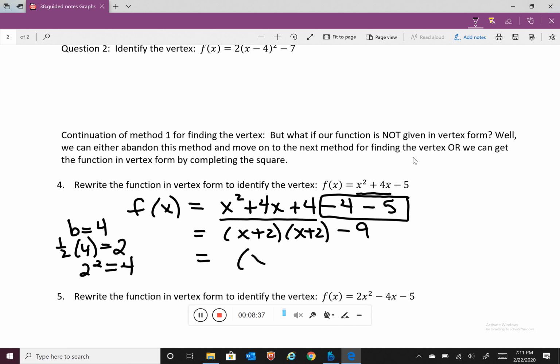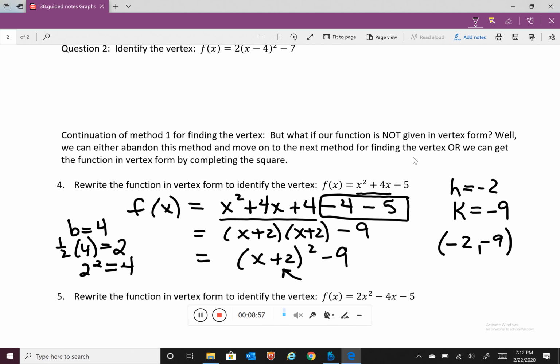So this is now in vertex form, and I can identify that h is -2. Remember, vertex form is x minus h. So h is -2, and our k is -9. So our vertex is -2, -9.